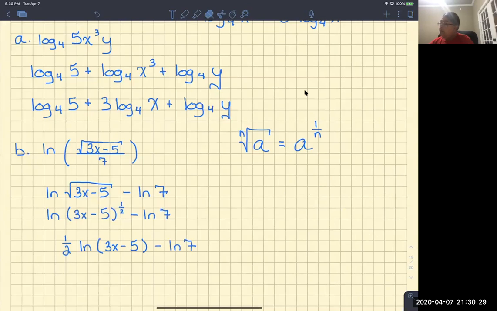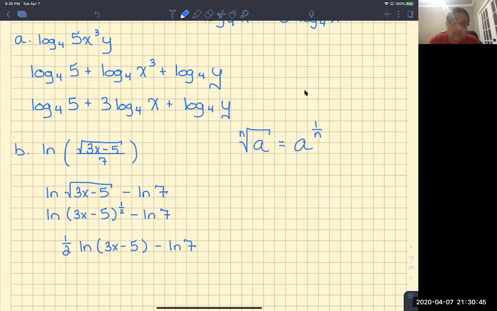So we're in a quandary. What do we do? Well, the answer is we don't do anything. It is fully expanded. There's nothing more that we can do that would not change the actual expression 3x minus 5. So this logarithm is fully expanded.